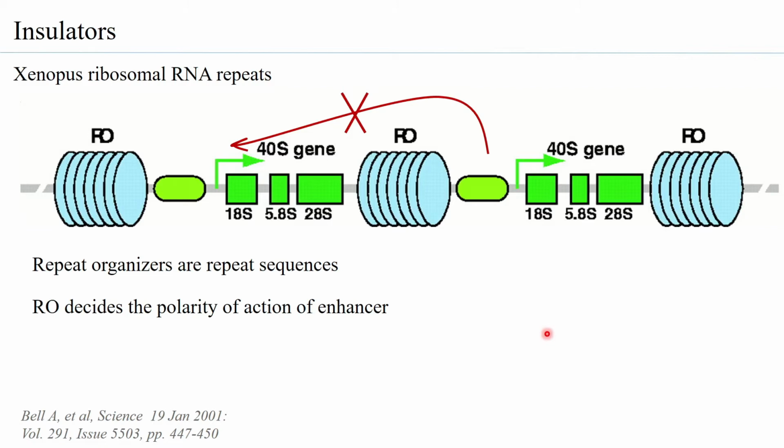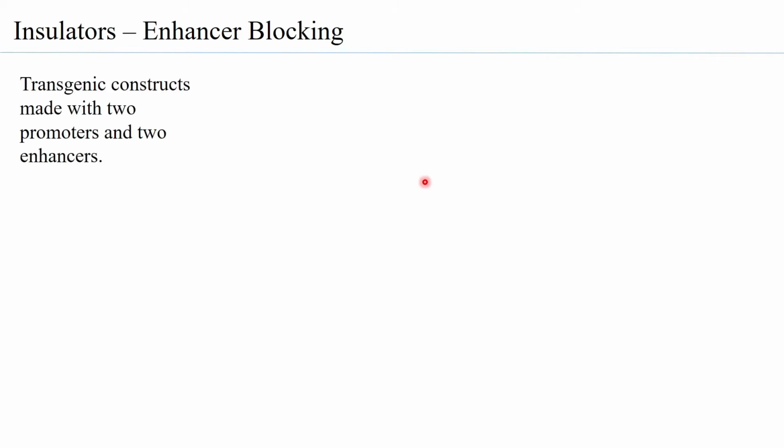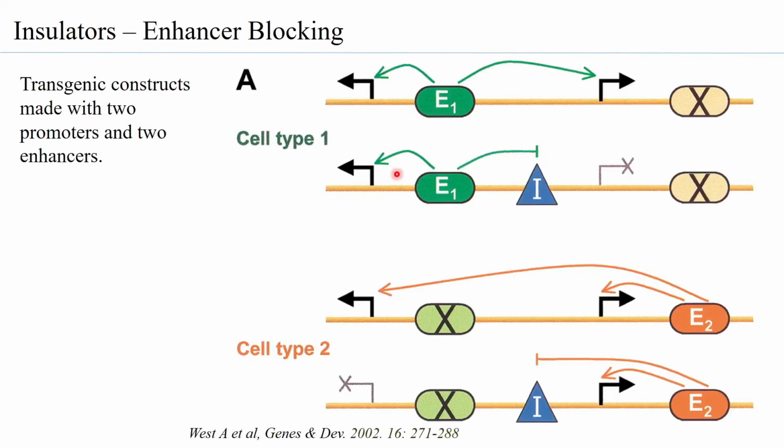Now, there were a lot of experiments that were carried out in vitro, okay, to actually characterize enhancer blocking. And we will just take a few examples of studies that were carried out to look at the enhancer blocking by the insulators. So, transgenic constructs were made with two promoters and two enhancers. Okay, so let us look at the transgenic constructs here. So you can see over here that there are two promoters, transcribing in two different directions, and you have enhancer 1 and you have enhancer 2.